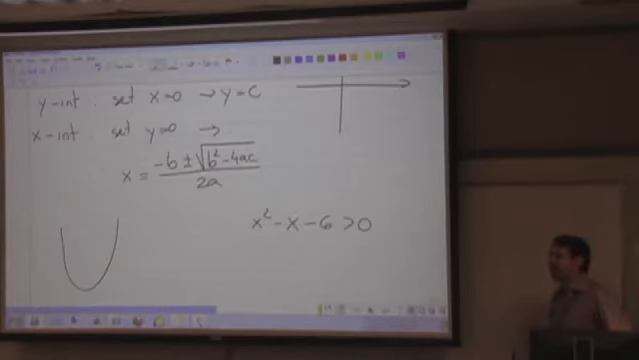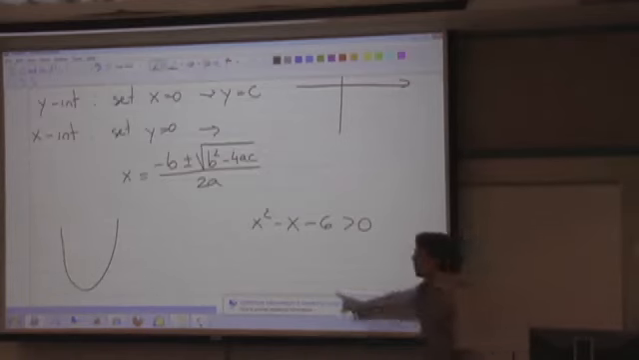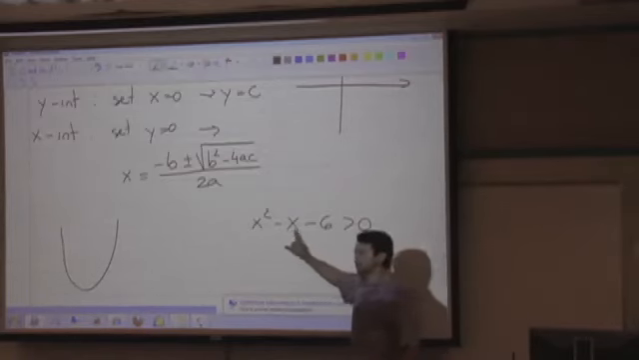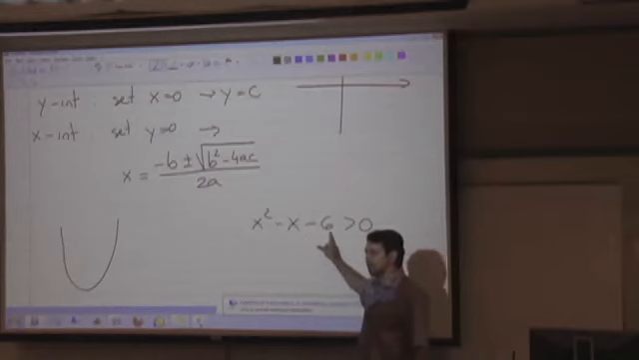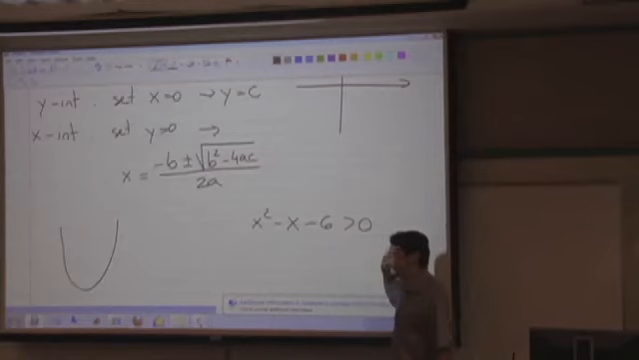Yes? It cannot happen when x is equal to 3 or negative 3. You sure about negative 3? Put in negative 3, you end up with 9 plus 3 minus 6, which is 6, which is positive, right?